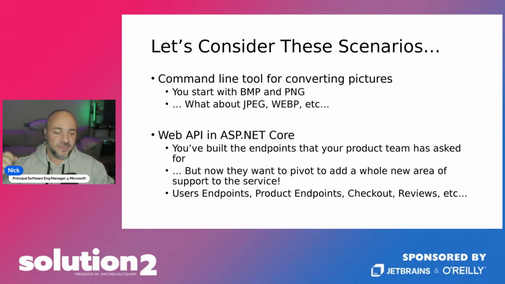So they're saying, cool, great, we have all this. We want you to go add this new functionality now. So you have user endpoints, you have product endpoints, checkout, reviews, etc. You want to go add another whole category of things that you can do on the web API.